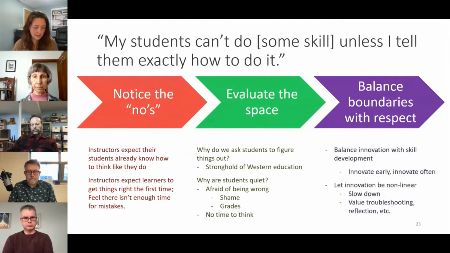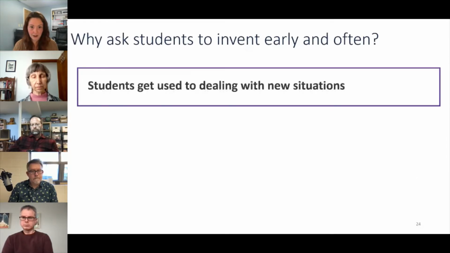So how do we balance this? This really gets into a lot of the research work that I've done, but there's a lot of power in balancing innovation with skill development, and actually innovating early and innovating often. And this is going to have to be nonlinear. That means that early on, we're going to have to slow down. We're going to have to value troubleshooting and reflection. But as students build their skills and build a habit of trying things, they actually get faster and faster and more effective. So why do we ask students to invent early and often?